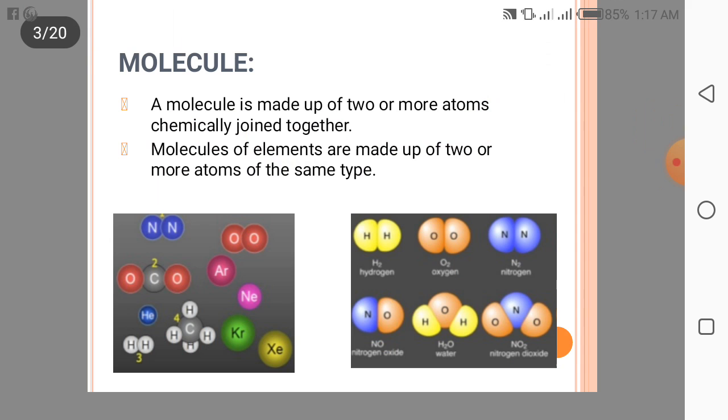Molecule. Now, what is a molecule? Atoms join together to make molecules. A molecule is made up of two or more atoms chemically joined together. Molecules of elements are made up of two or more atoms of the same type. For example, O2. O is the symbol for oxygen and the 2 means there are two atoms in each oxygen molecule.